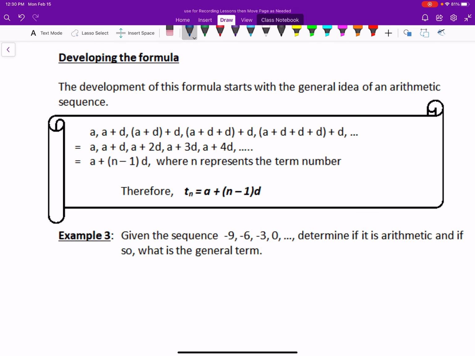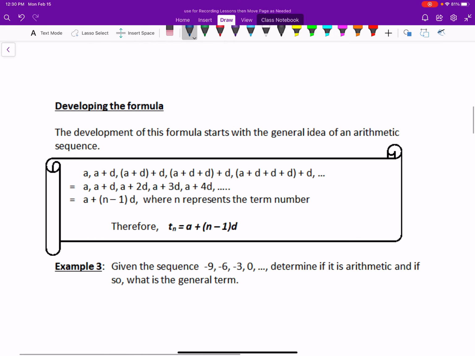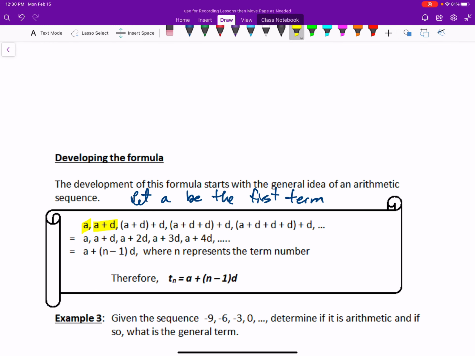The development of this formula starts with the general idea of an arithmetic sequence. So if we let a be our initial value, okay? So a is our first number. Let a be the first term or first number. So if we know where we're starting, we're going to start with a. And then if it's going up by the same amount every time, like 4, the second term would be a plus 4 in this case, or if d represents how much it's going up by, it'd be a plus d.